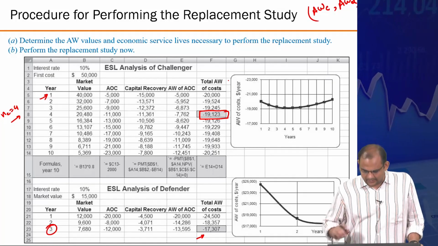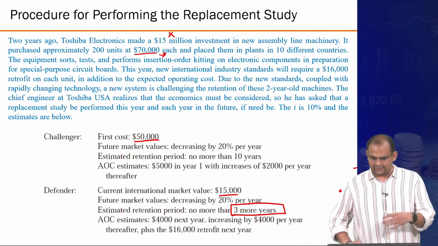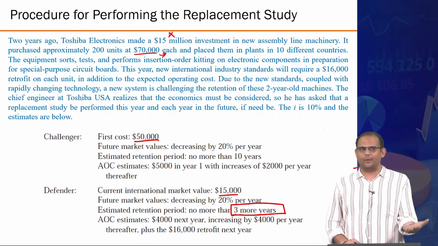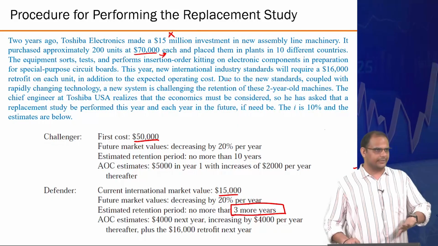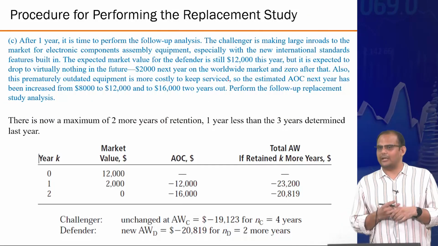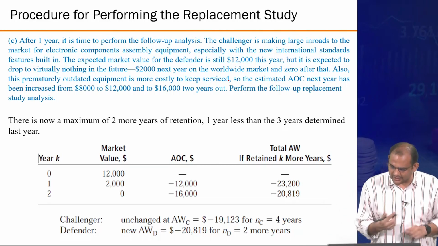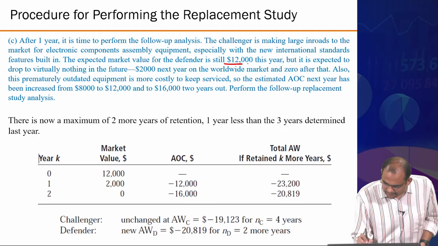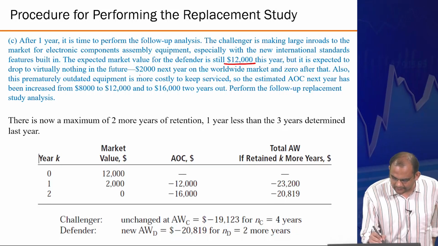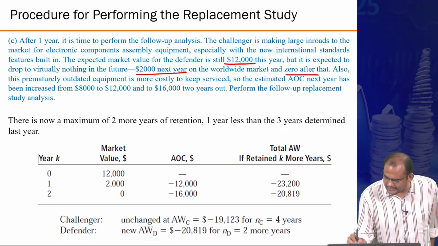Okay. Now, the second part of the question was, apart from all this information, the first decision that we made was that you need to retain your Defender for this year. That's the decision we already covered. Now, some new information is available, because every year you need to do the analysis. The new information was that the expected market value of the Defender is still 12,000, but it is expected to drop virtually to nothing, which they have given clearly: 2,000 next year and 0 after that.